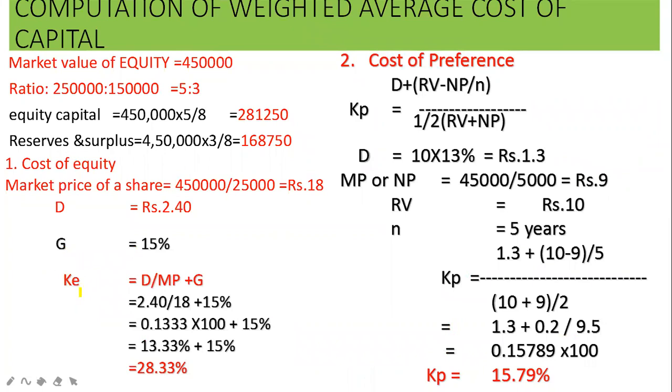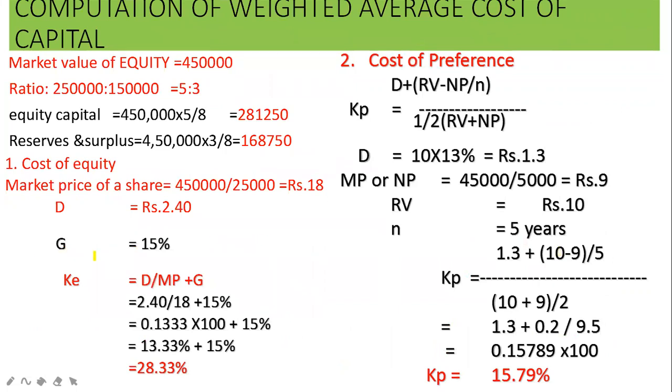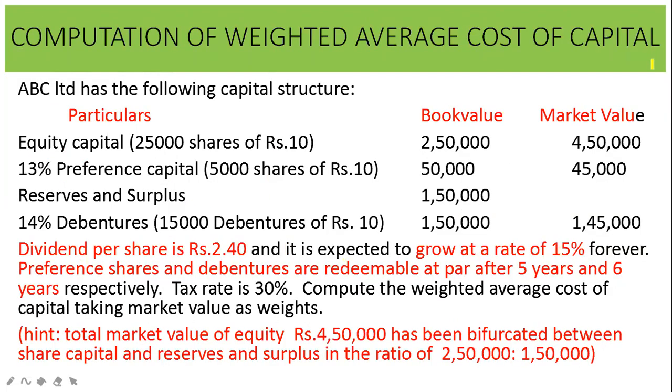To calculate the cost of equity, the formula is D divided by MP plus G. The dividend value is given to you as 2.40. What is the growth rate? 15%. That is also given to you. You do not know the market value of share, so the market price per share has to be calculated. How to calculate this? On the whole, the market value of the equity, 4,50,000, is taken into account. It is to be divided by the number of equity shares, 25,000.